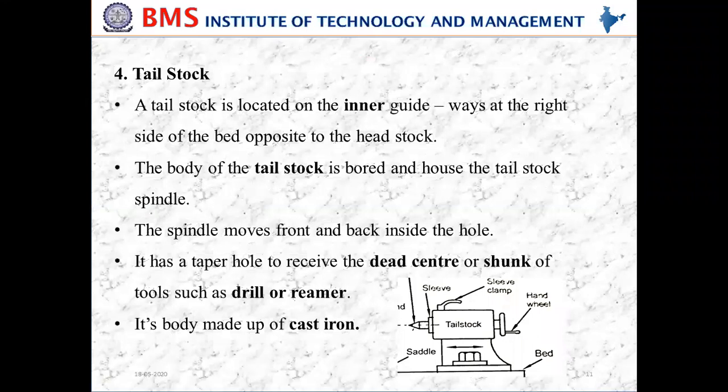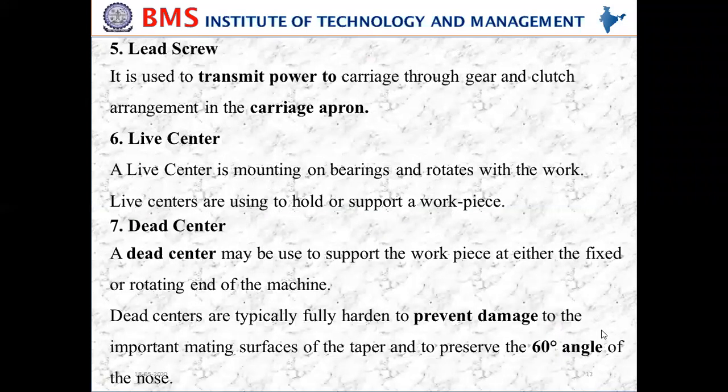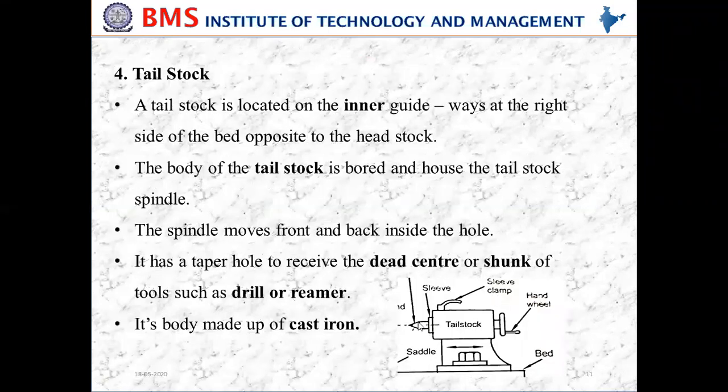And tailstock. See here, if you look at this, this is the tailstock which contains the dead center. This is called dead center, and this is called sleeve clamp, and this is called sleeve, and this is the hand wheel.